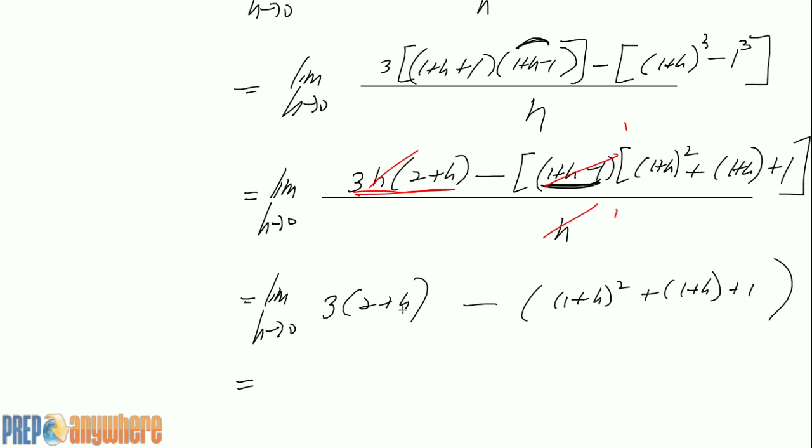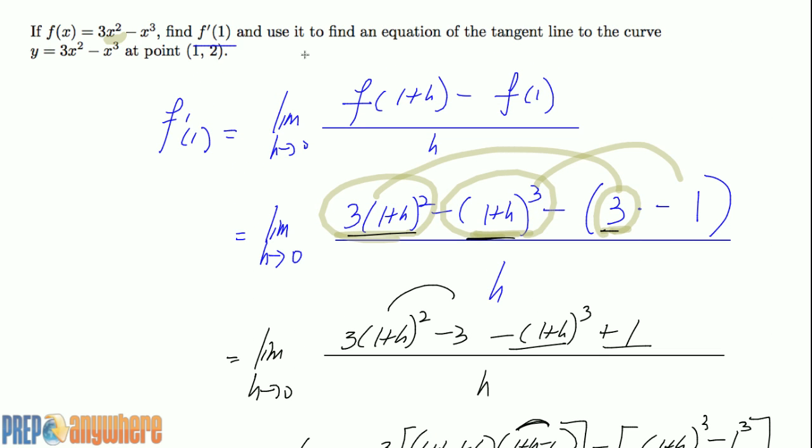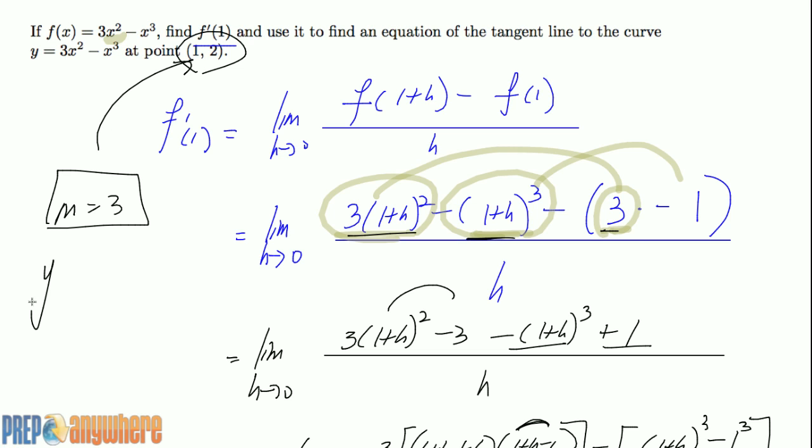Now let's replace the h with 0. We get 3 times 2. Here we get 1 squared plus 1 plus 1. That's 6 minus 3, so we get 3 for the derivative of the given function at 1. So if the slope is 3, and the given point is (1, 2), the equation of the tangent line is y minus 2 equals slope 3 times x minus 1.